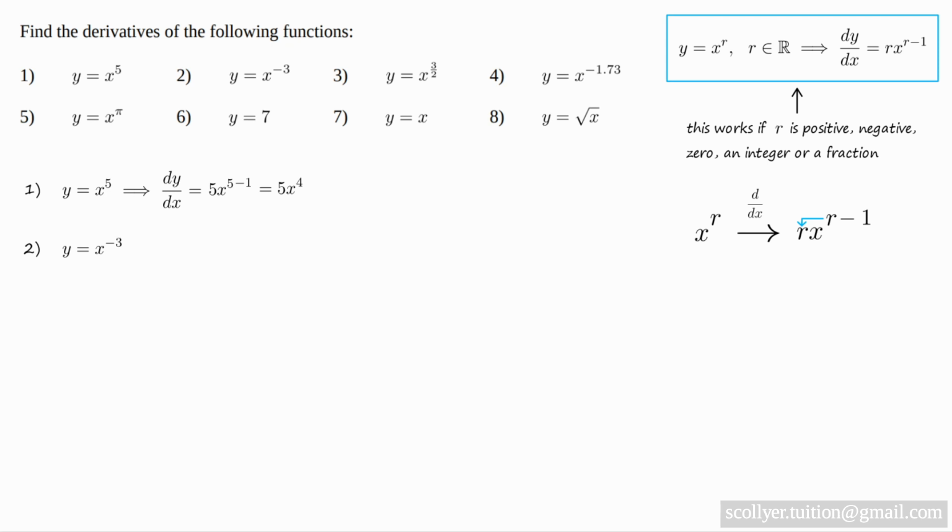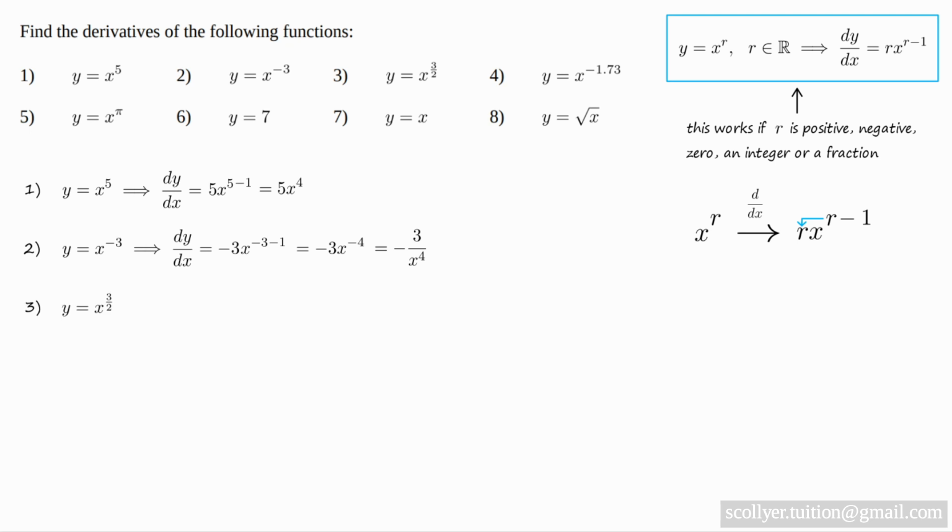Problem 2, y equals x to the minus 3. So to find dy by dx, we write down x to the minus 3, we pull down minus 3 as a multiplier, we subtract 1 from the index, so we get minus 3x to the minus 3 minus 1, which equals minus 3x to the minus 4, or minus 3 over x to the 4, using the rules of powers. And having demonstrated the process in some detail for the first 2 problems, we will now continue more quickly.